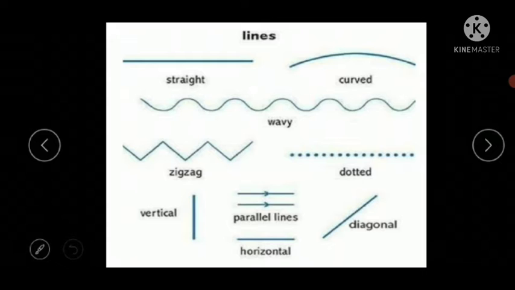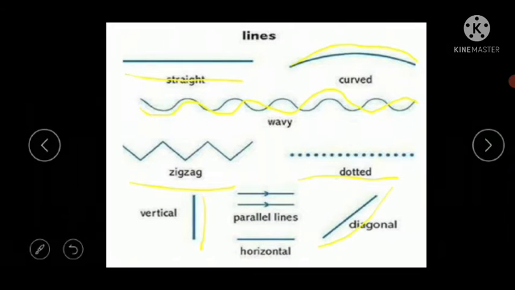Now, by using these curves and lines, we can make different types of lines. For example, you can draw a straight line, and this is curved line, and also you can draw wavy line. This is wave. Like wave, you can draw line, and this is zigzag line, and also you can make dotted lines. See here, vertical line, diagonal, that is slanting line, horizontal line, that is sleeping line. This is called the parallel lines. When you are drawing some picture, you can use these kinds of lines to make the picture.